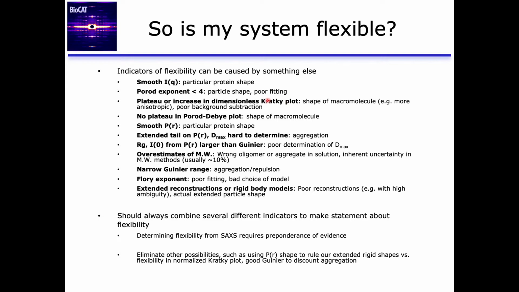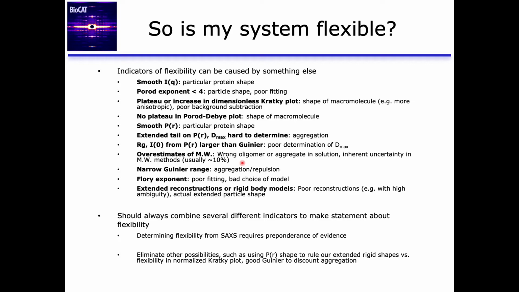Additionally, the dimensionless Kratky plot needs good background subtraction, so if you have bad background subtraction, that might look like flexibility. An extended tail on the P of R function, or Dmax that's hard to determine, could be due to aggregation in your system instead of flexibility. Rg and I of 0 from the P of R function that's larger than the GAJOE could just be from a poorly determined maximum dimension. It tends to increase Rg and I of 0.